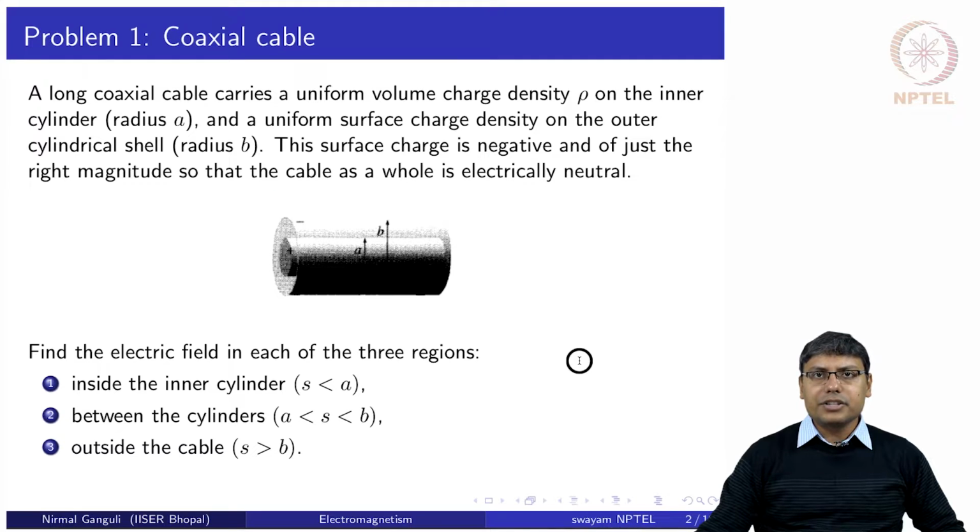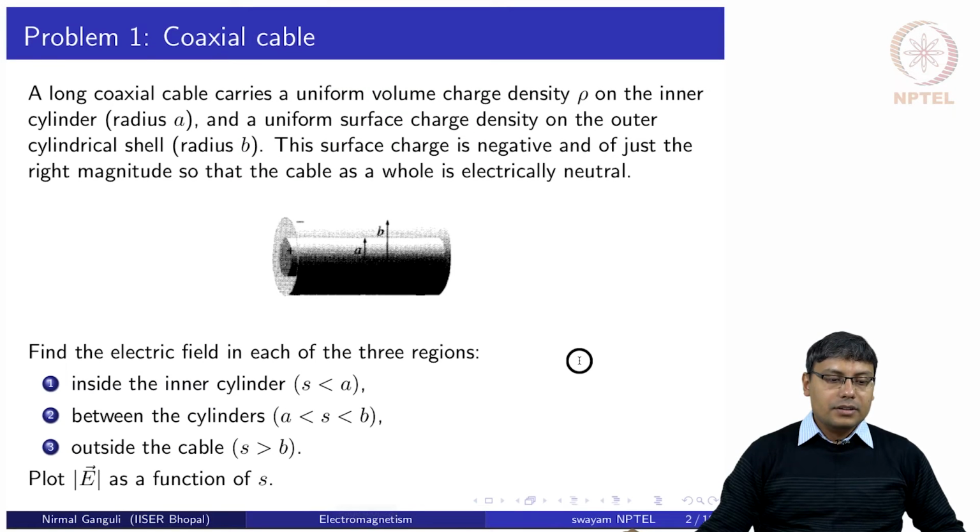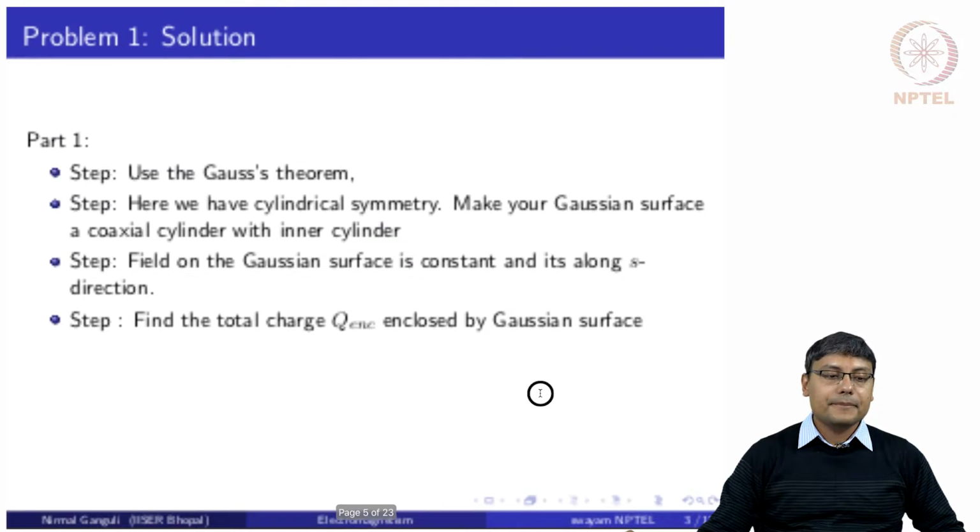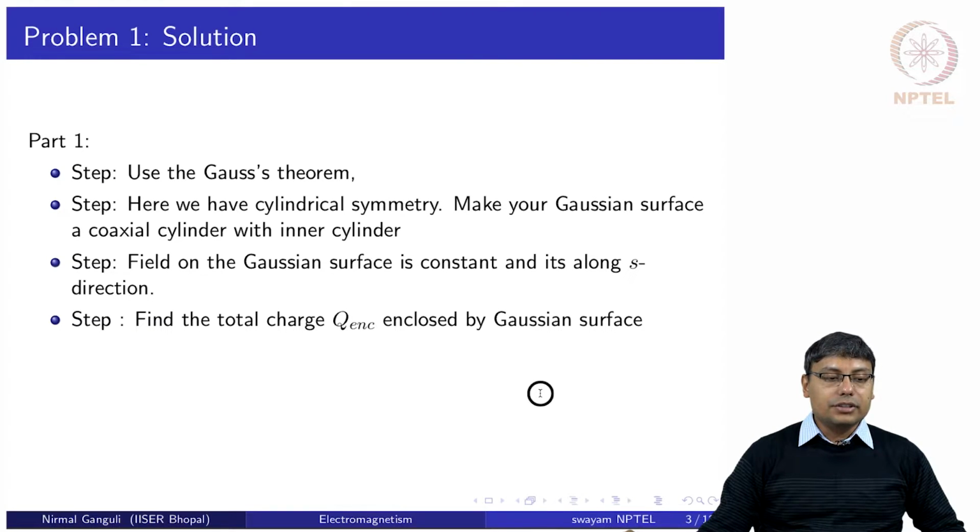Now, you can pause this video and try solving the problem yourself. Once you are done trying with it, you can restart the video and see the solution. After you have worked this out, please try to plot the magnitude of the electric field as a function of S. S is the distance from the axis of the cylinder. Now, you can pause the video again, try to plot the electric field and then restart the video to check the solution. Let us go through the solution.